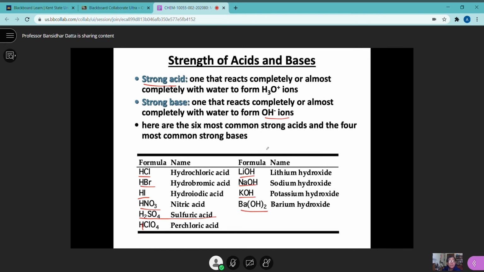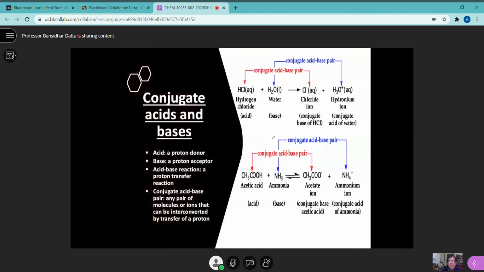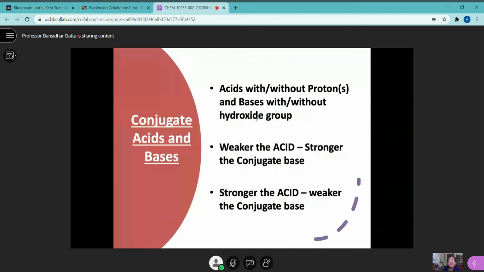All right. Let's move on to the next. So the acids and bases that we defined are Arrhenius acids. Arrhenius definition of acids and bases. There is another definition of acids and bases called conjugate.